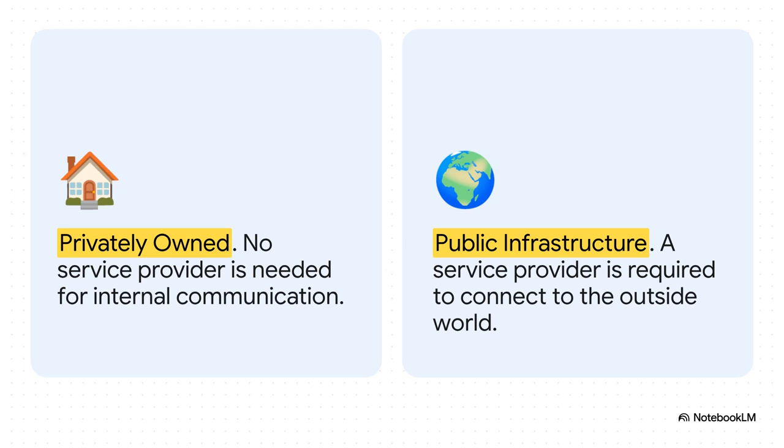Second, and this one is a really big deal, is private ownership. Your LAN, you own it. That router, the cables, the Wi-Fi signal itself, it's all yours. Now sure, you need an internet service provider to connect out to the public internet, but for your devices to talk to each other inside your house, nope, no provider needed. It is your own private network.